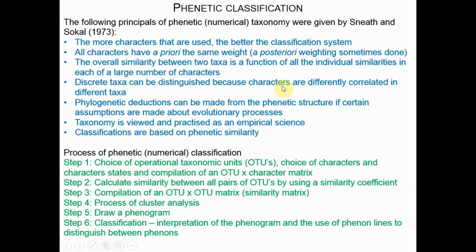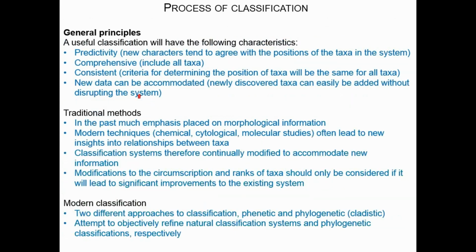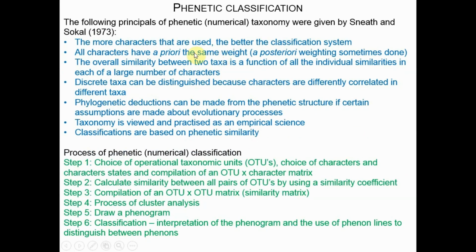Discrete taxa can be distinguished because characters are differently correlated in different taxa. This is just the idea then that a species would have at least one or two things that make it unique. So those differences you'll find between species, but then species of the same genus would share things again, which would mean that they group together. Phylogenetic deductions can be made from the phenetic structure if certain assumptions are made about the evolutionary process.